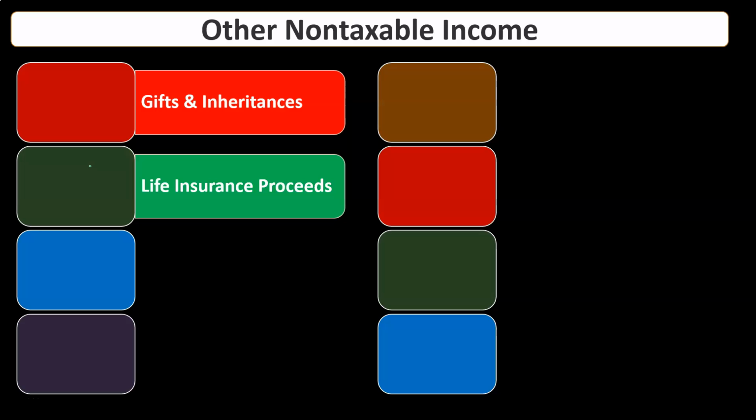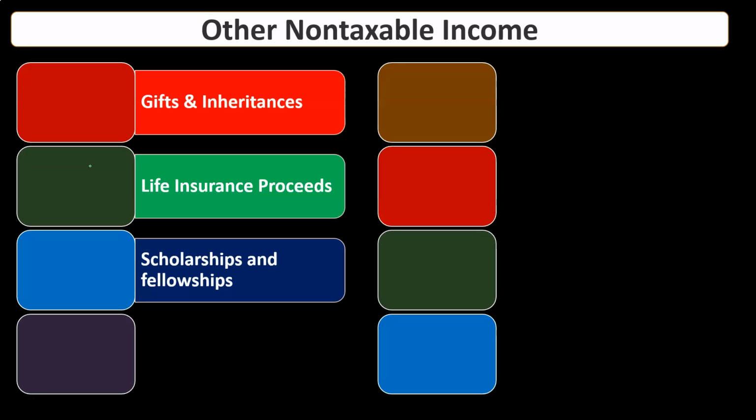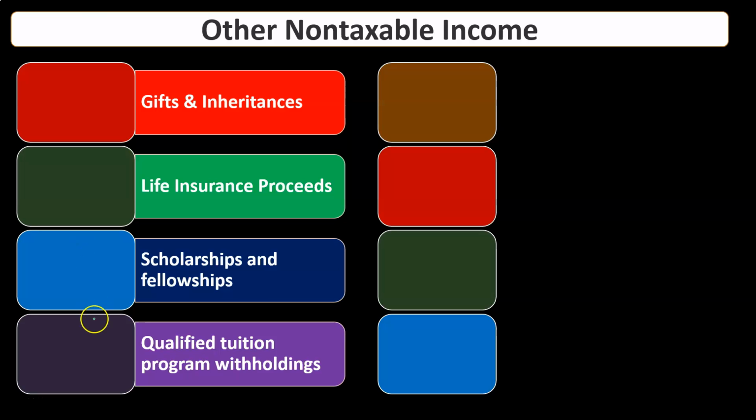So life insurance proceeds: the general rule is that if you get the benefits of life insurance, in general that's not going to be included in income. Scholarship and fellowship: again, in general, if it's a qualified scholarship, it won't be taxable. If there's something that is going to be taxable, oftentimes you'll get documentation for it. If it's not taxable, then again, scholarships and fellowships are often not taxable.